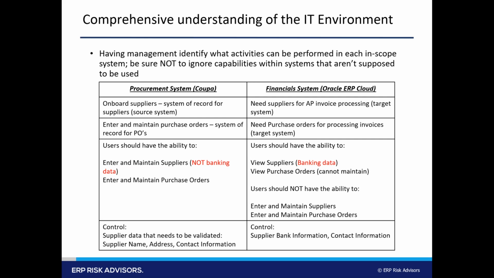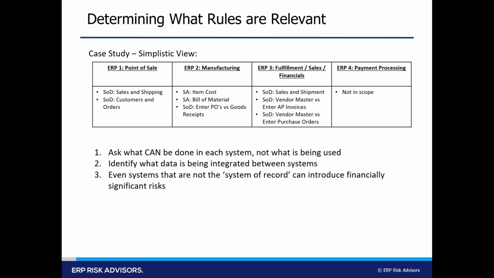it may just say there's one mega control related to supplier data, enter and maintain supplier data, and effectively the end result is the RACM may not be precise enough, or may not even consider the fact that there are two different types of controls, one that is focused on the Coupa risks and one that's focused on the ERP Cloud risks. Thinking about this scenario.